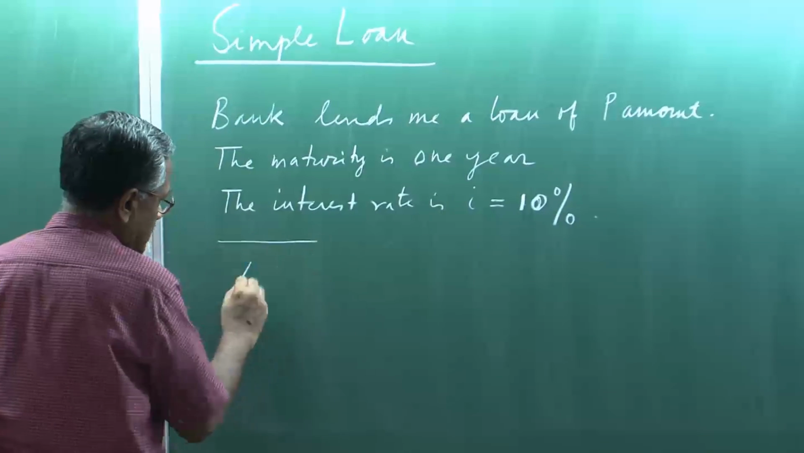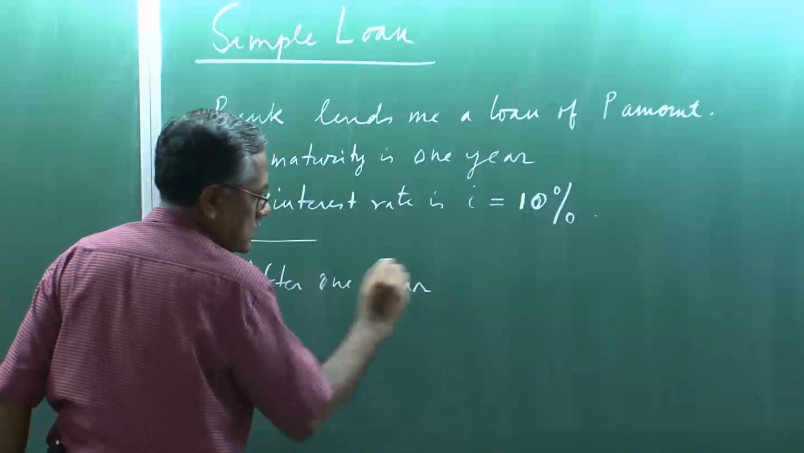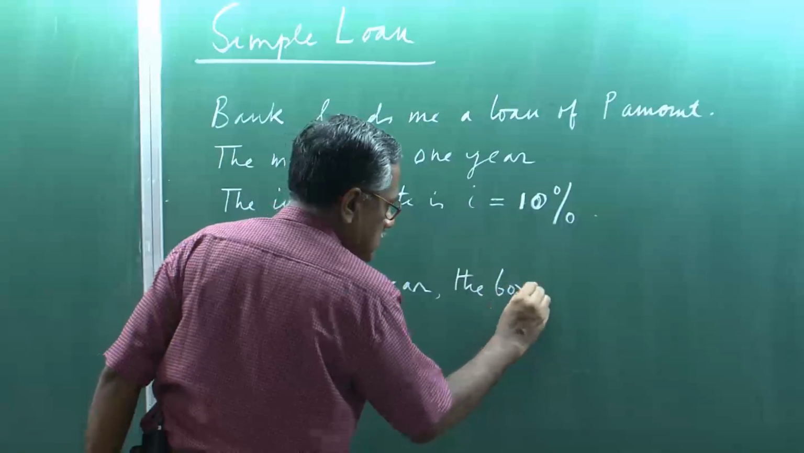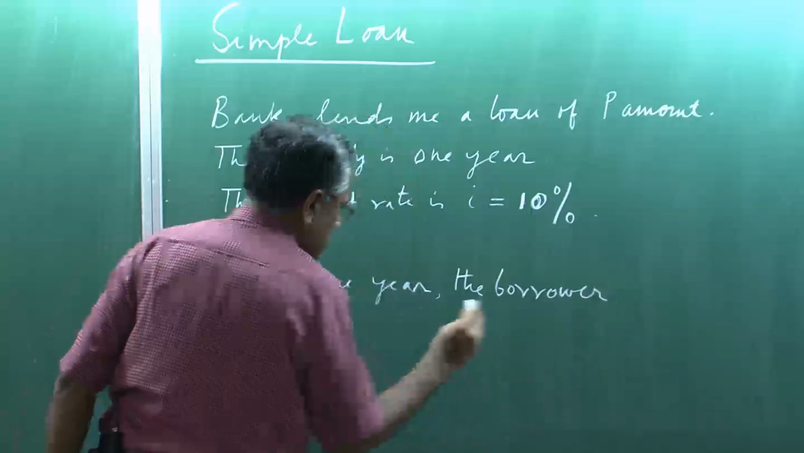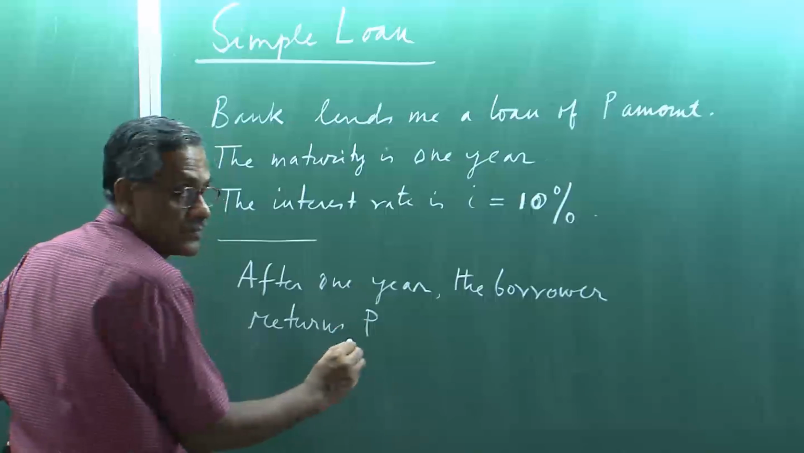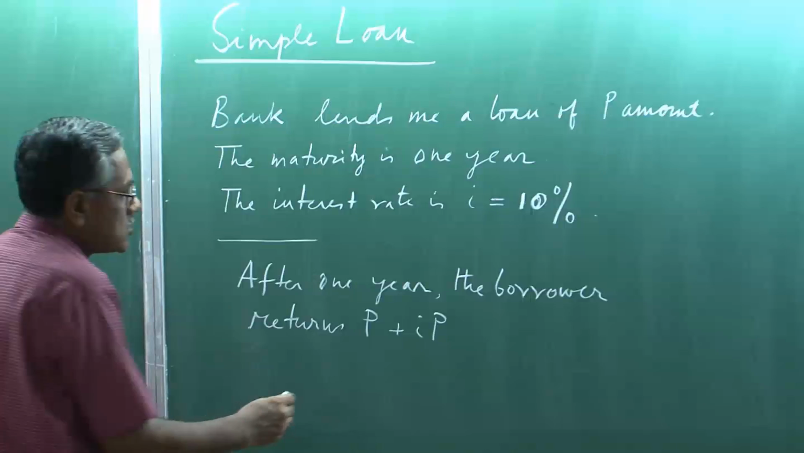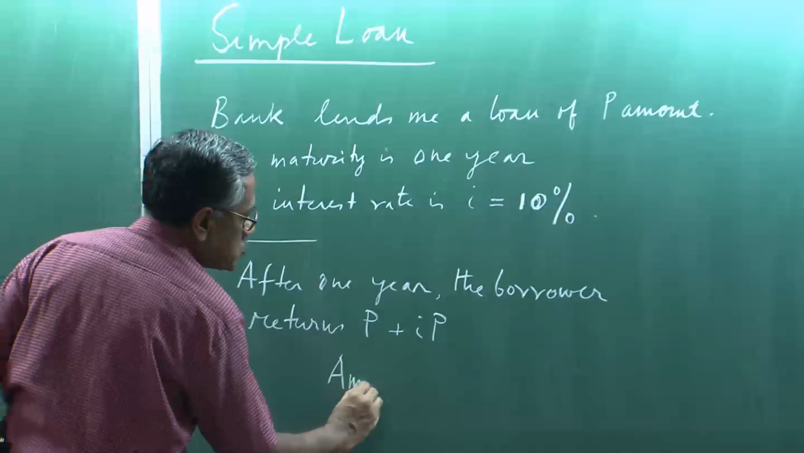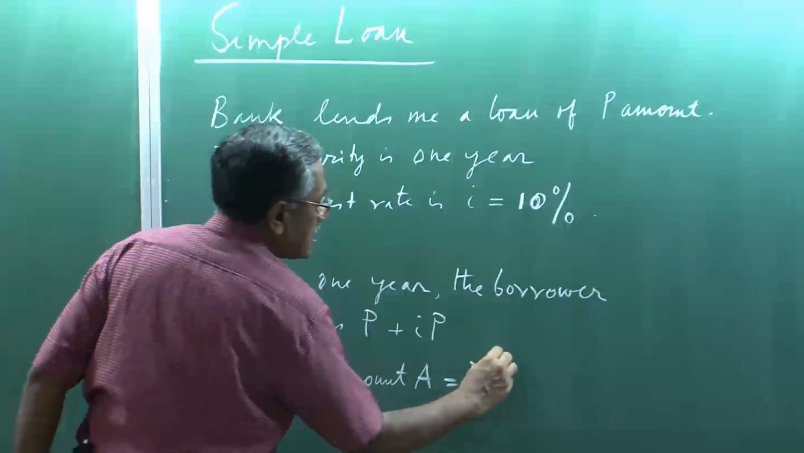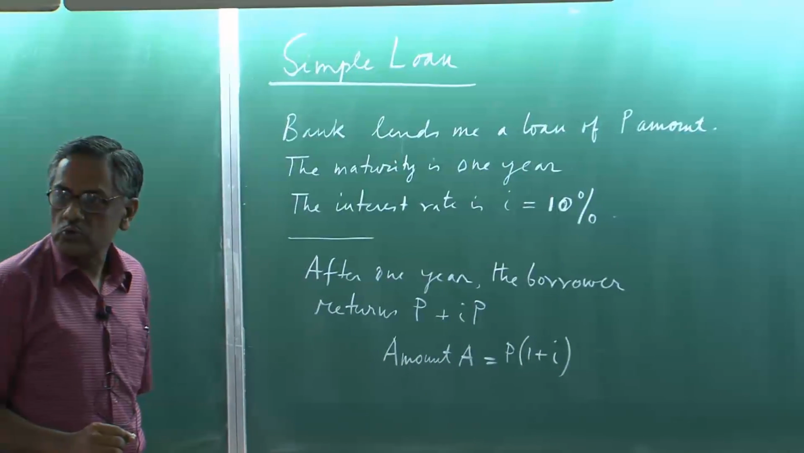Now, what happens? After 1 year, the borrower returns, how much does he return? He returns P plus I times P, the interest. So, the amount that I get is A = P times (1 + I). That is the simplest form of interest rate that we learn in school.